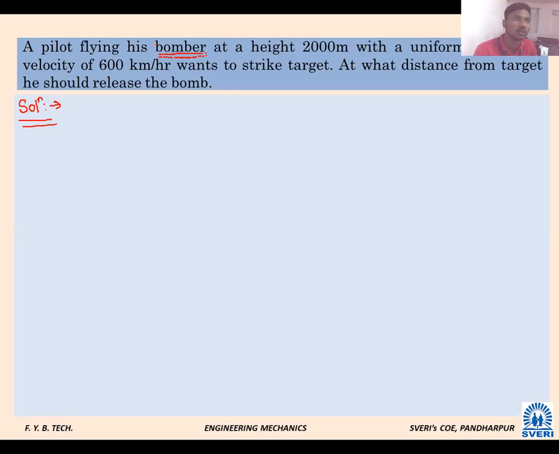You might be observing this on television as well. Forget about Ukraine and Russia. The pilot is flying his bomber, meaning aeroplane, at a height. We know the height, with uniform horizontal velocity. This word is most important in this problem. With horizontal velocity of 600 km per hour, and he wants to strike the target.